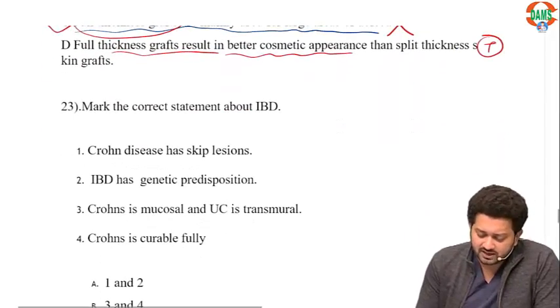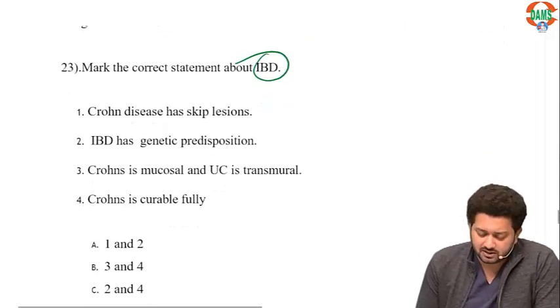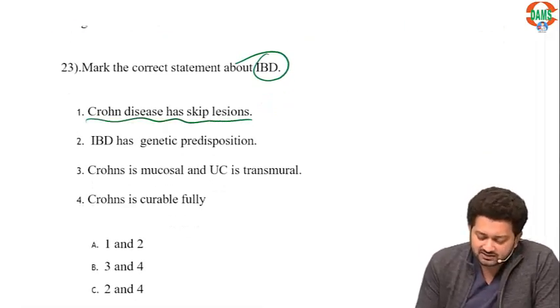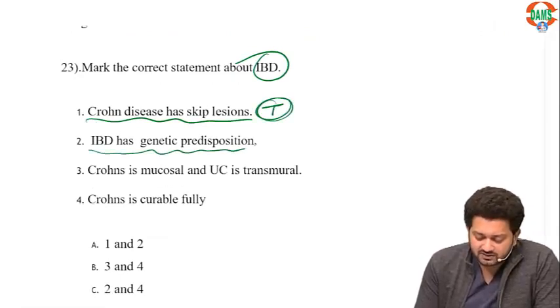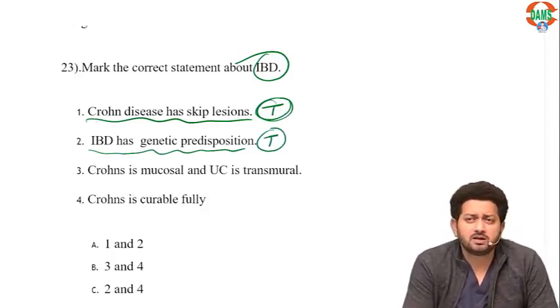Mark the correct statement about inflammatory bowel disease. IBD is inflammatory bowel disease that contains mainly ulcerative colitis and Crohn's disease. Crohn's disease has skip lesions. That is a true statement. Inflammatory bowel disease has genetic predisposition. That is also true. It has a familial tendency. It runs in the family. There are certain genes, like NOD2/CARD15 genes, which are common in Crohn's.